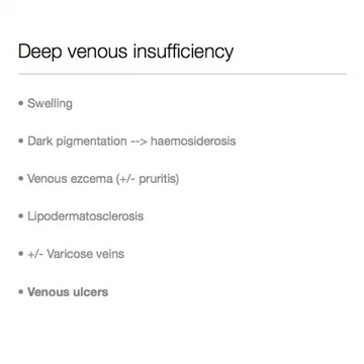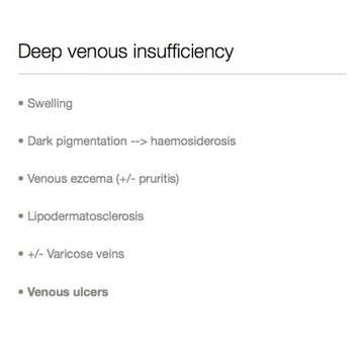The presenting symptoms of deep venous insufficiency include swelling of the legs, dark pigmentation of the skin as a result of hemosiderin deposition, venous eczema, which may cause pruritus, and lipodermatosclerosis. This is characterized by a fibrotic reaction which occurs in the subcutaneous tissue in the lower leg, resulting in the characteristic appearance of the inverted champagne bottle. As mentioned earlier, there may also be varicose veins which occur secondarily to perforator incompetence.